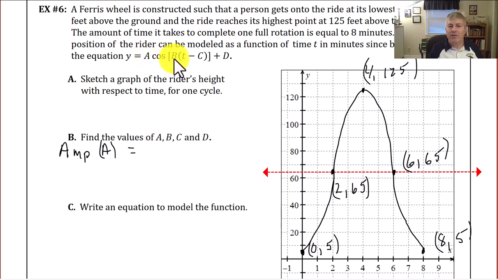Using our equation a cosine of b t minus c plus d, we're asked to find the values of a, b, c, and d. Well, a is our amplitude. Hopefully that's pretty easy. We see we've got an amplitude above our midline of 60, so our amplitude is 60. D is going to be our midline. Our D is 65, so we've shifted our zero line up to 65. And then there's no phase shift here, so C is equal to 0.